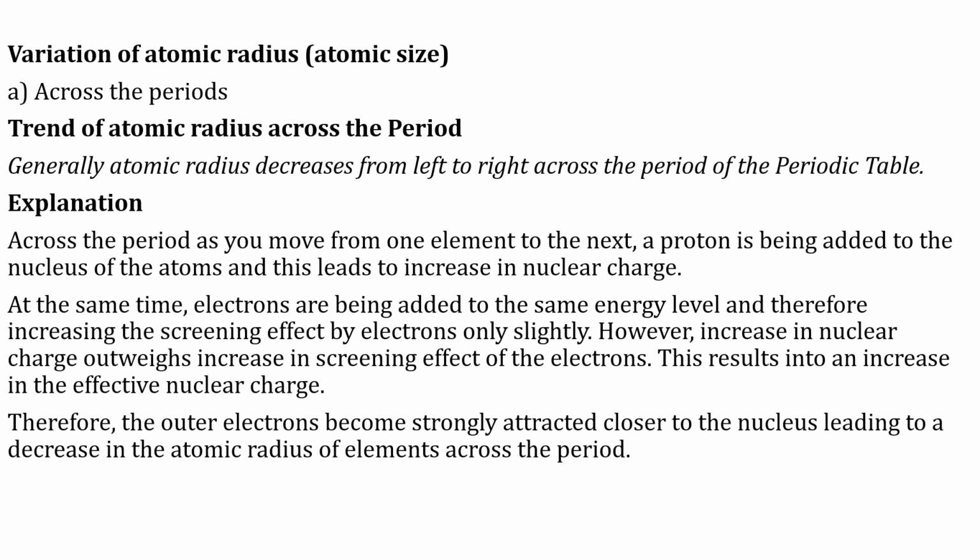Now let's start looking at trend variation. Variation of atomic radius across the periods. For example, you can state any period. I think period 3 is right.